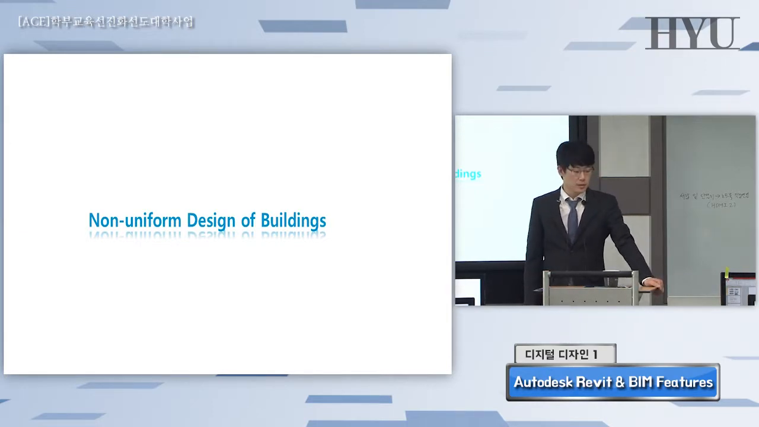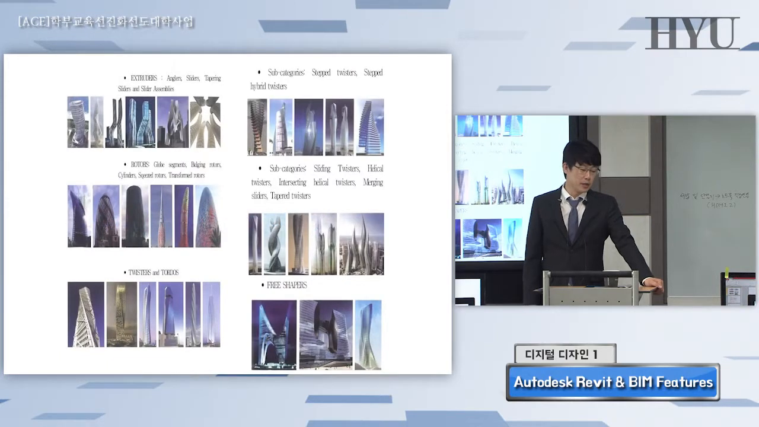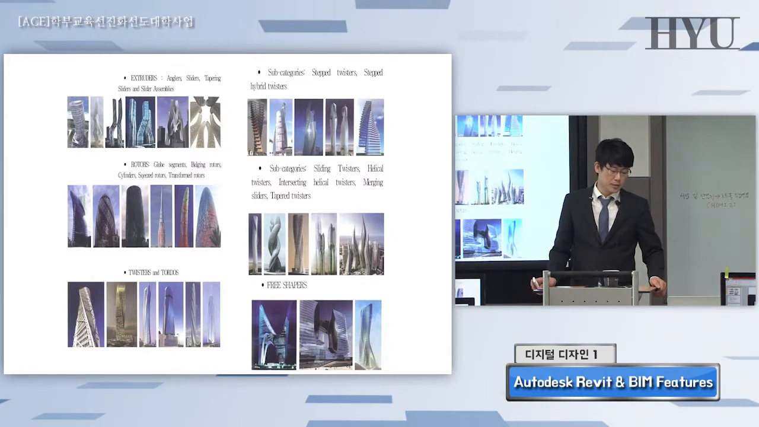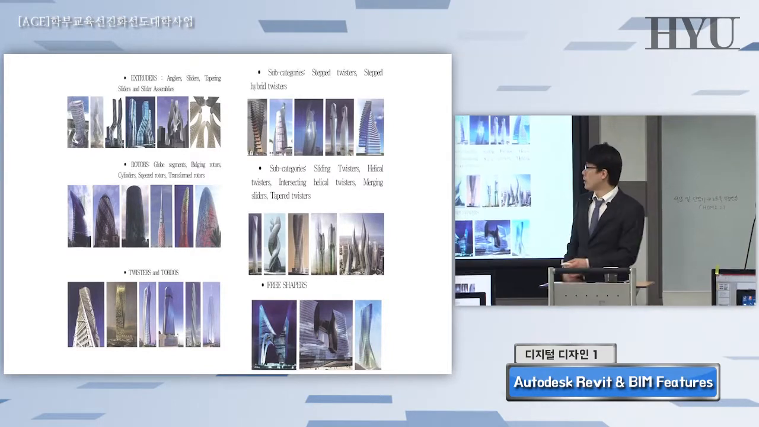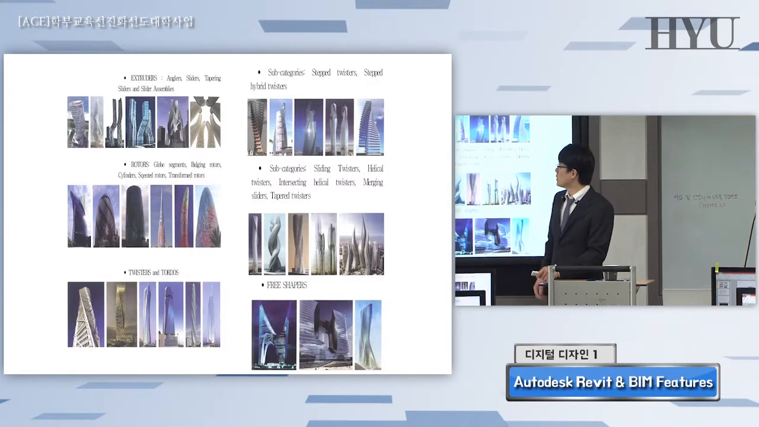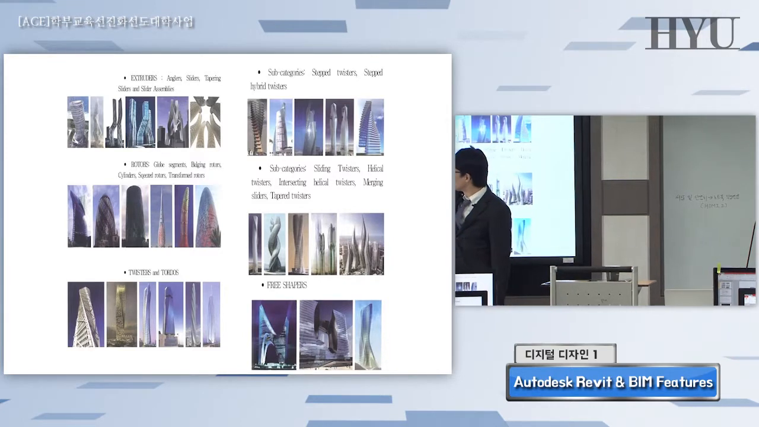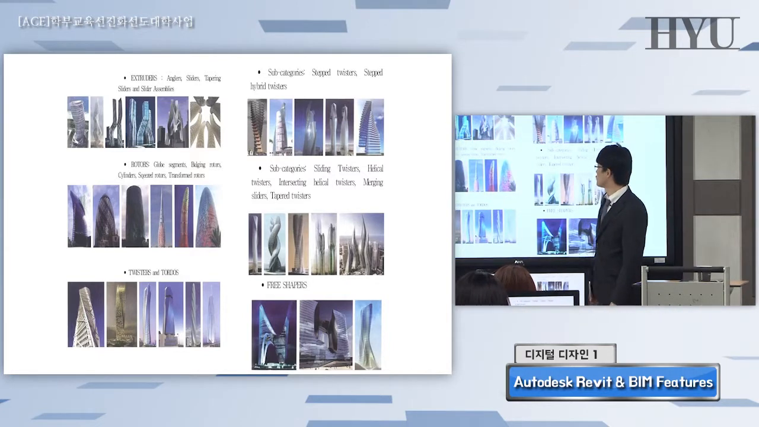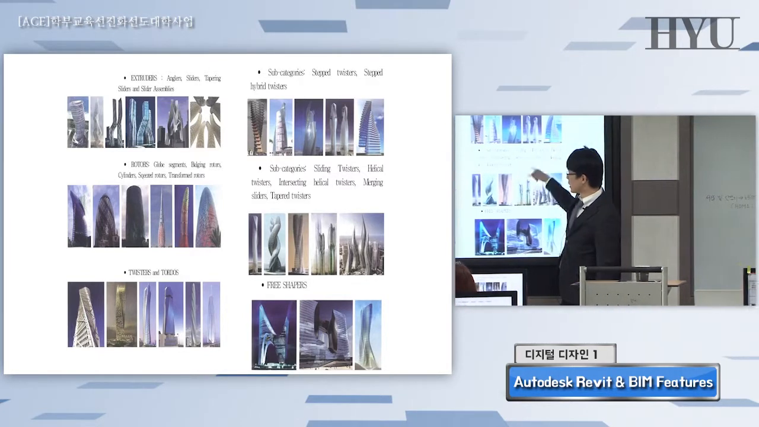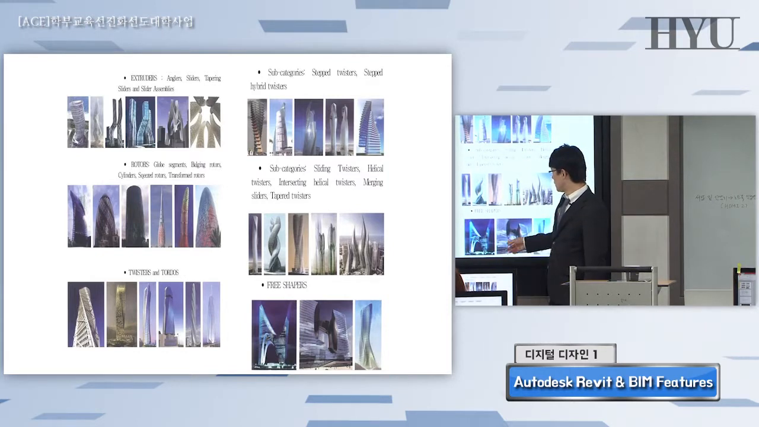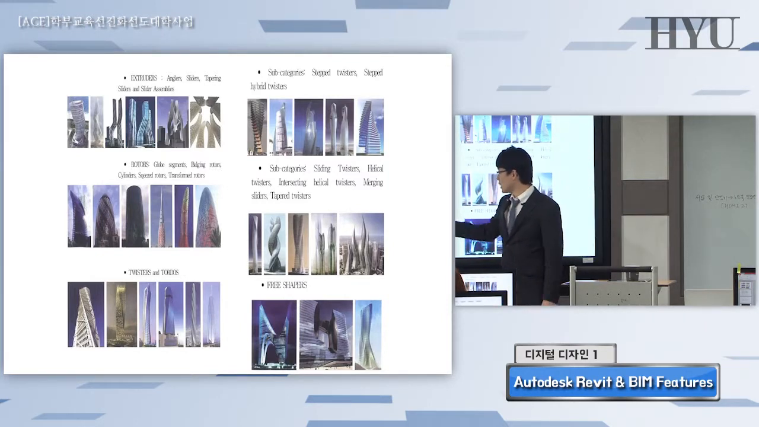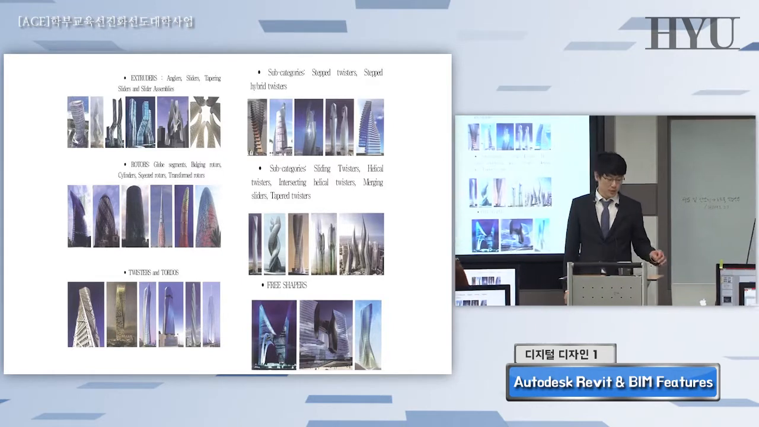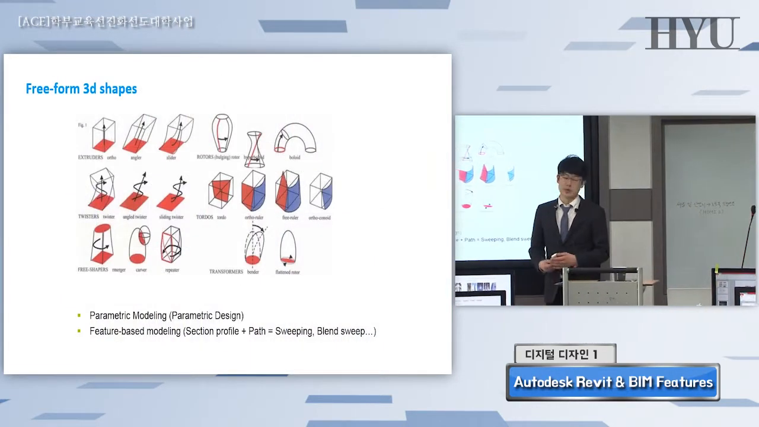Non-uniform design of buildings. Nowadays, we can find a lot of this kind of non-uniform design, but actually they have some categories. Okay, some specific characteristics, such as extruders, rotors, which means some rotating shapes, and some applications, subcategories, even free shapers, and twisters and toroids, and so on.